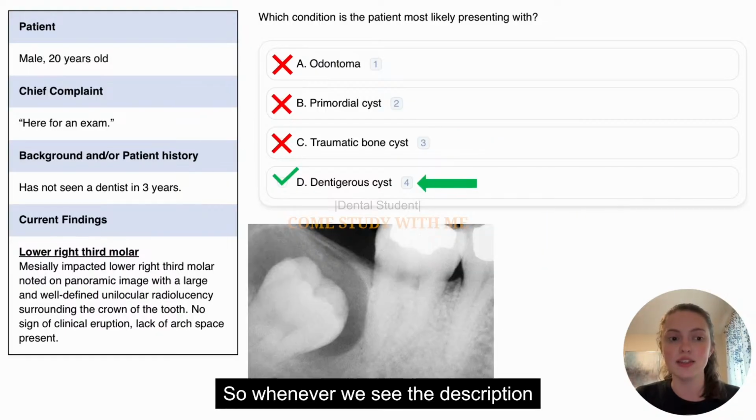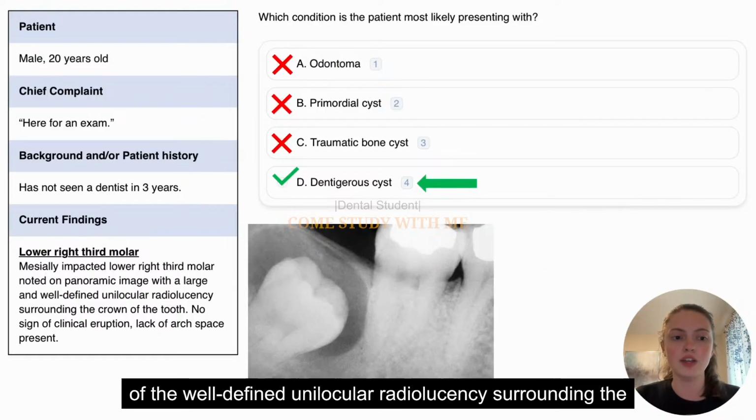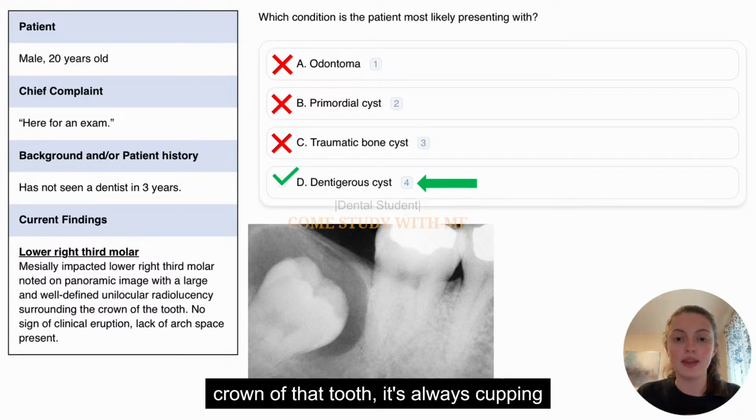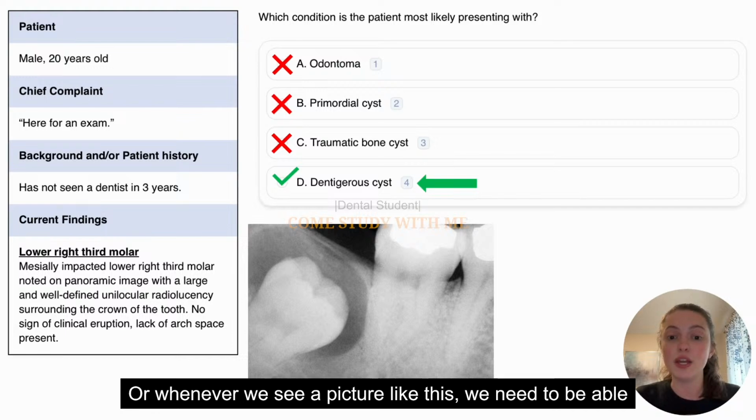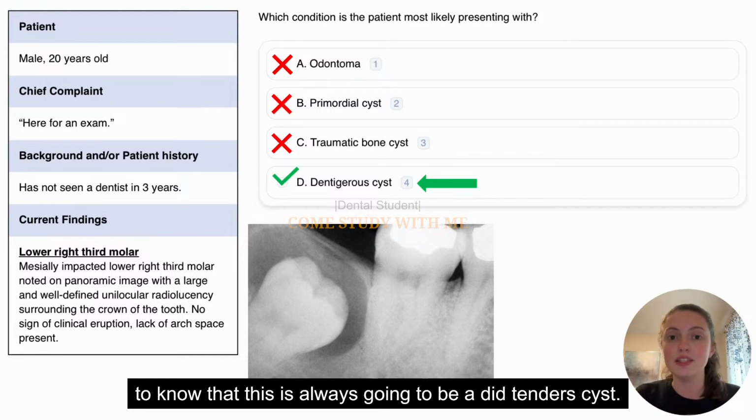So whenever we see this description of the well-defined unilocular radiolucency surrounding the crown of that tooth, it's always cupping into that cervical area, or whenever we see a picture like this, we need to be able to know that this is always going to be a dentigerous cyst.